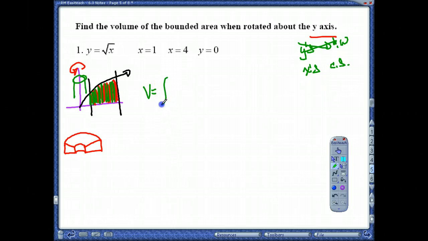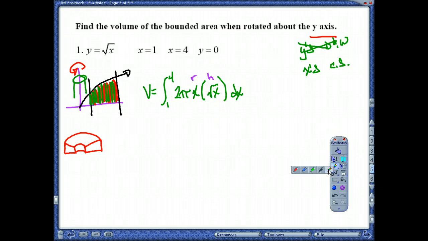When I write this out, I know I'm going from 1 to 4. I've got 2 pi r times h. R is just that x coordinate, so that's going to be x. And then my h is going to be that top function minus that bottom function, so just the square root of x. No quantity squared here because you're taking the radius times the height. And just to make sure, that's my r, that's my h.